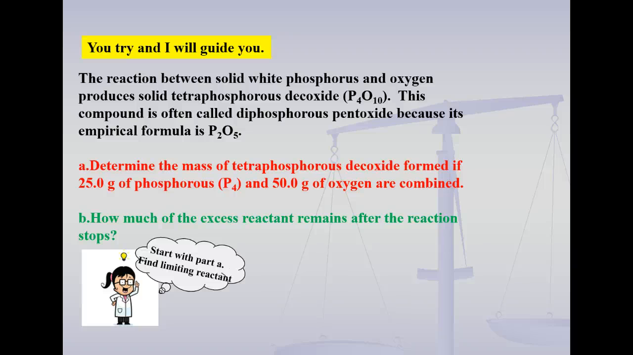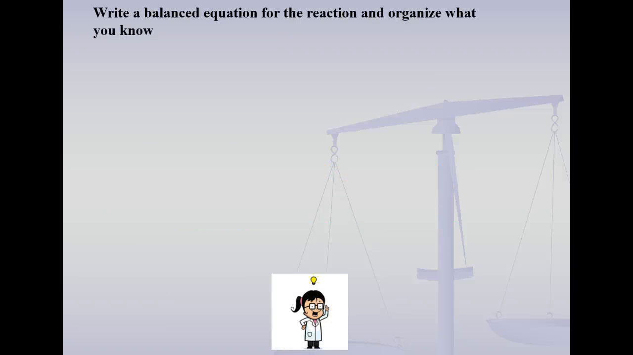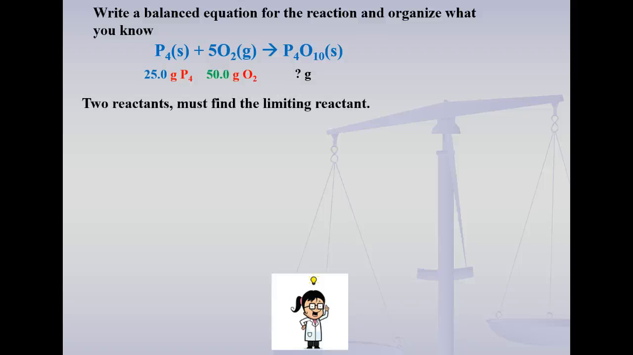Where do you begin? Start with part A, and you have to find the limiting reactant. So write a balanced equation for the reaction and organize what you know. So pause your video and write the balanced equation. Okay, now that you're back, here's the balanced equation you should have come up with. All right, put in what you know, 25 grams of phosphorus, 50 grams of oxygen, and the number of grams of P4O10.